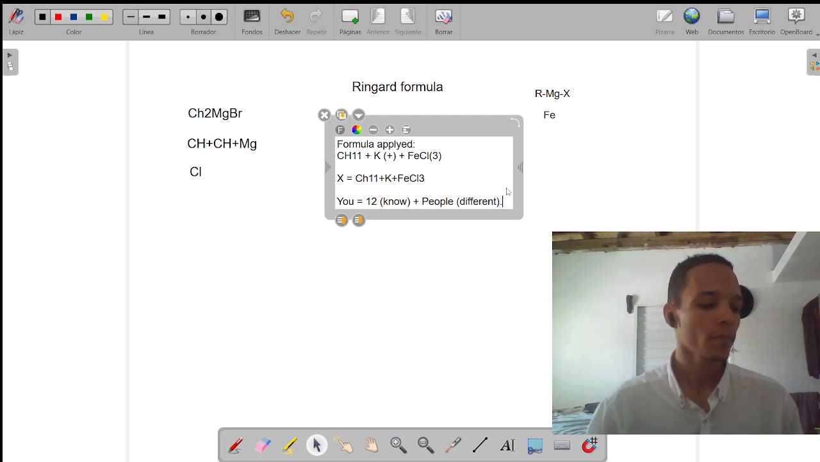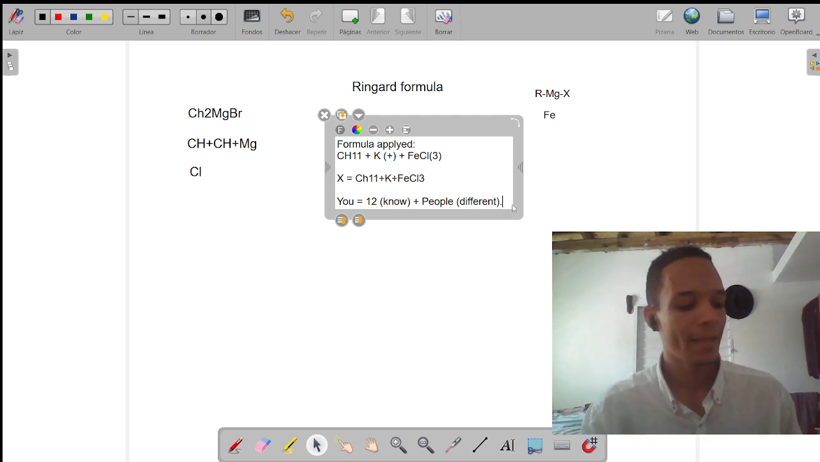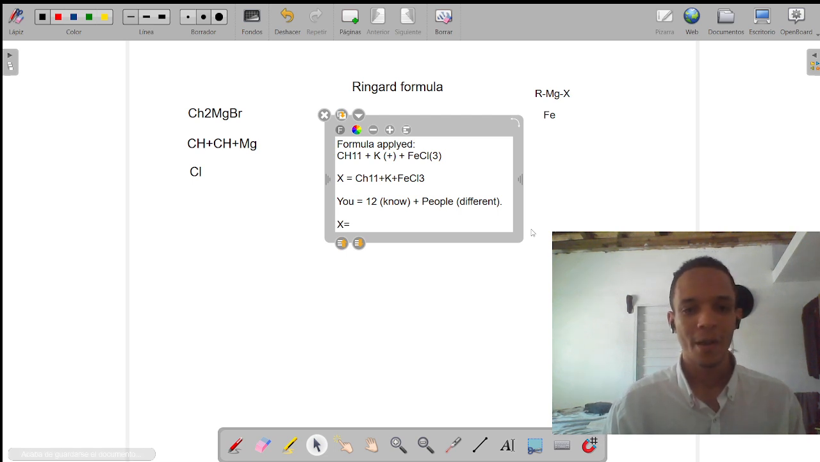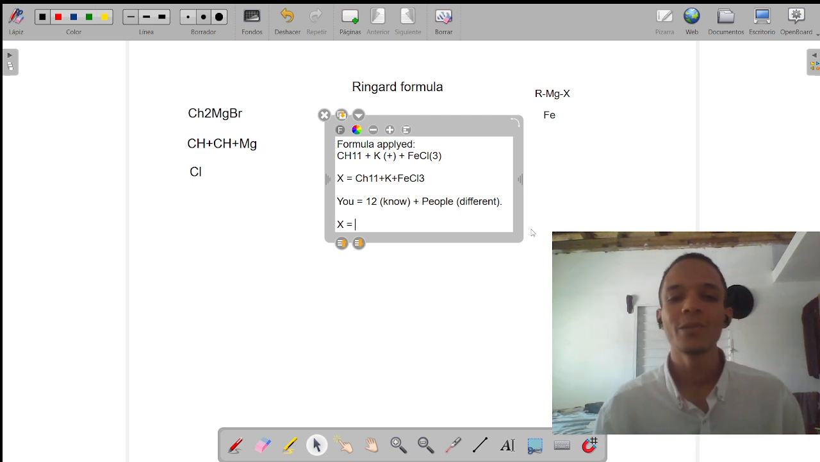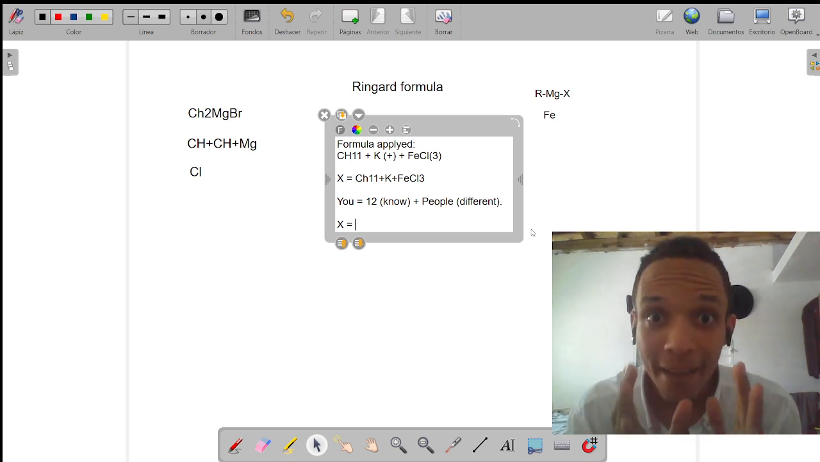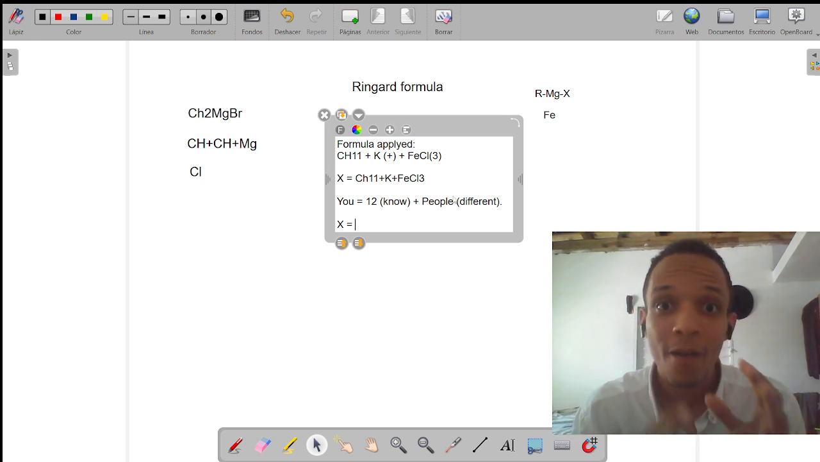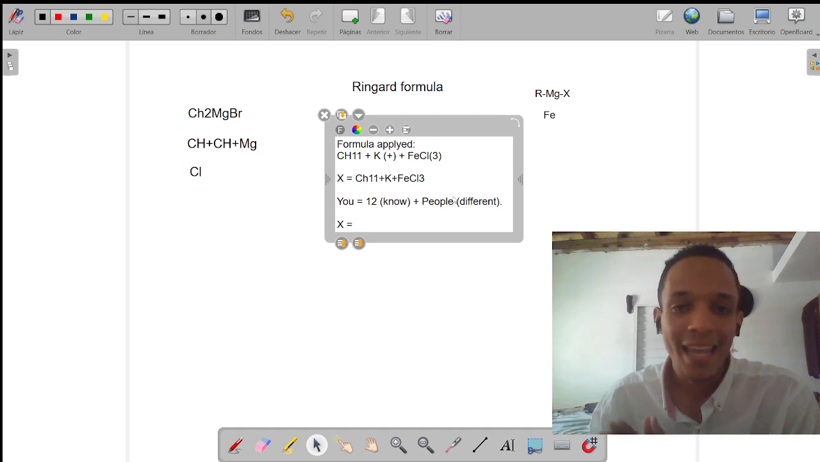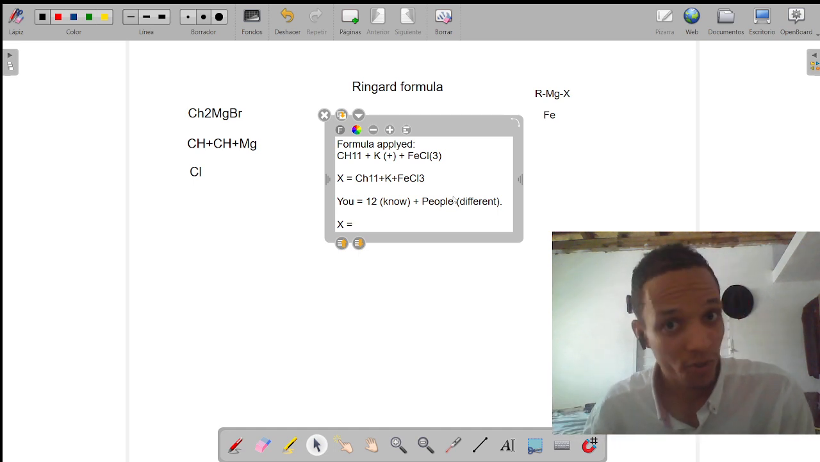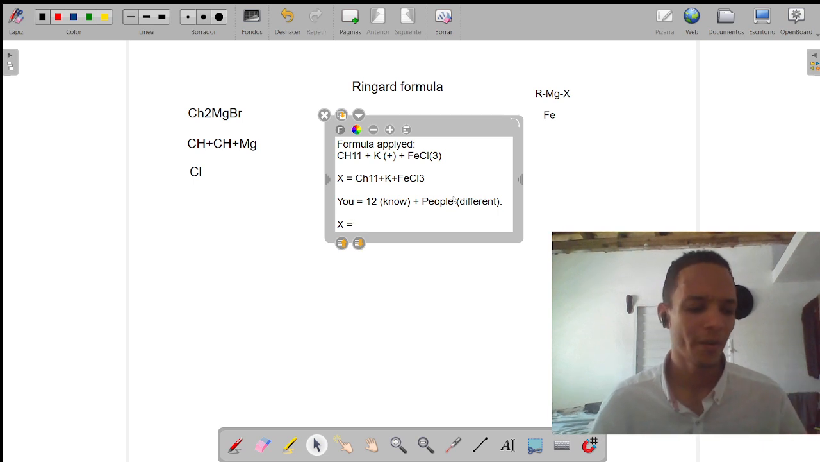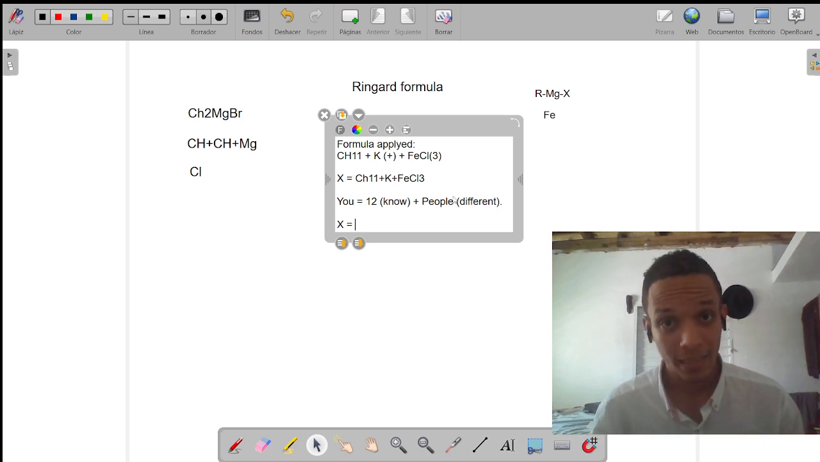Okay, after we get this, what we have to do is just try to change the elements that are here for the representation that they have in animals. You will say, okay, but that's weird. Animals, yes, in animals.